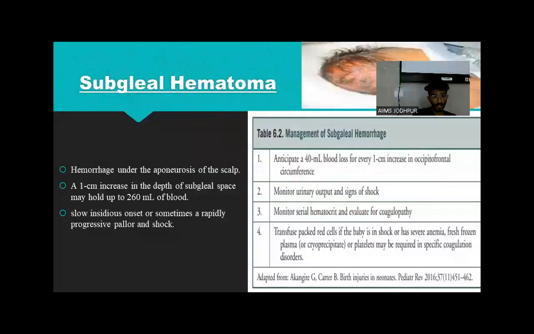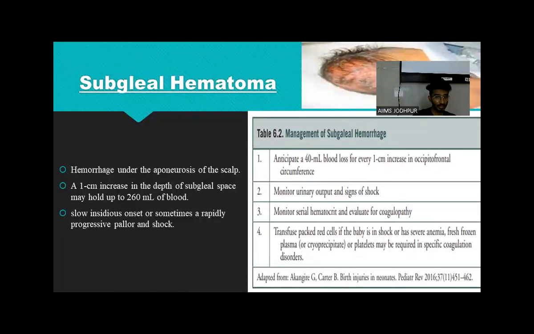Now, subgaleal hemorrhage is hemorrhage under the aponeurosis of the scalp, and it is due to damage from scalp traction, which occurs in case of vacuum delivery or other normal vaginal delivery. This also results in emissary veins getting injured and resulting in hemorrhage.